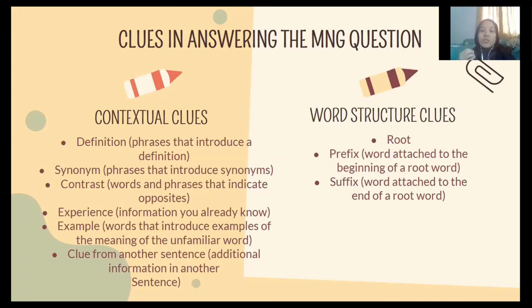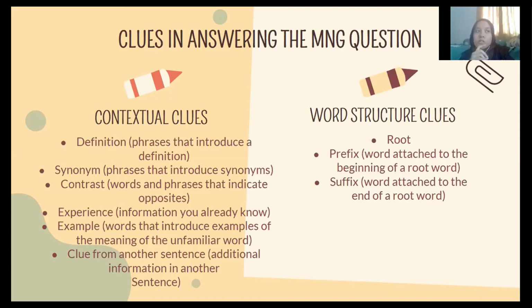All right, moving on to the second clues, which is the word structure clues. The word structure clues consist of three things, which are the root, prefix, and suffix. The prefix is the word part attached to the beginning of the word. Suffix is the part attached to the end of the root word.